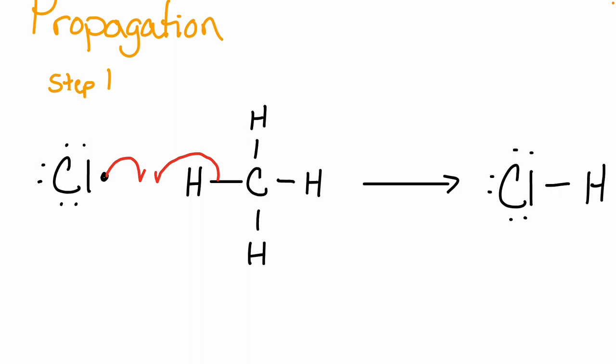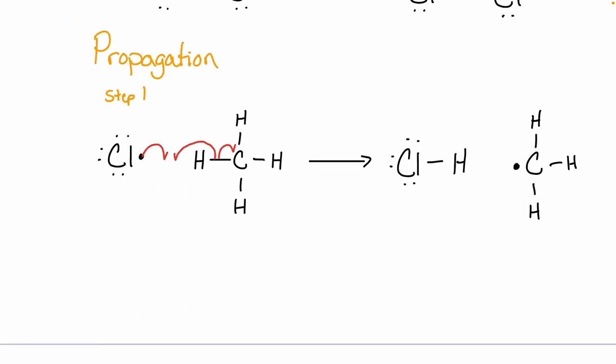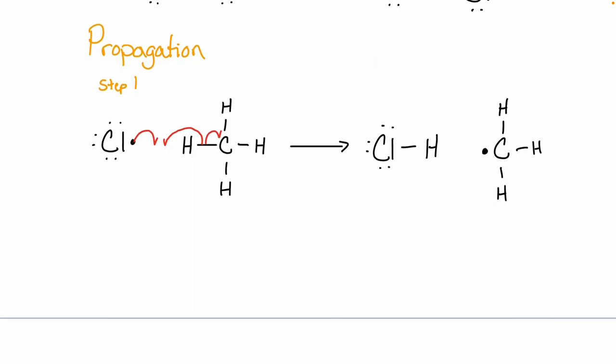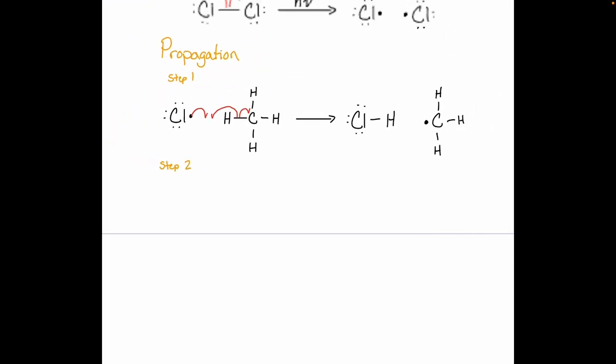And yes, your homework system does it wrong, so we're going to have some pencil and paper mechanism drawing for this particular chapter. This bond, though, has to break in a homolytic fashion, so now I also have to give one of those electrons to that carbon. Then in step two, we have that alkyl radical.